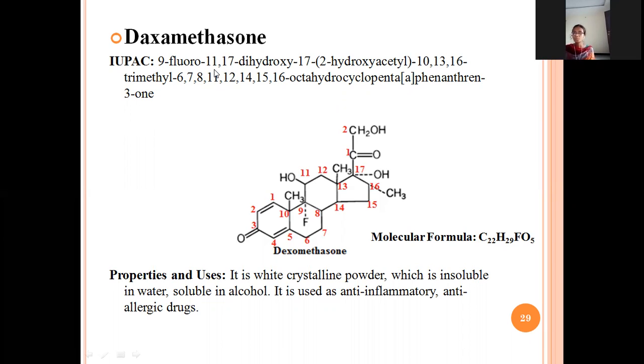9-fluoro, 11 comma 17 dihydroxy, 17 2-hydroxyacetyl, 10 comma 13 comma 16 trimethyl, 6, 7, 8, 11, 12, 14, 15 and 16 octahydrocyclopentane phenanthrene 3-one. You see the structure here.